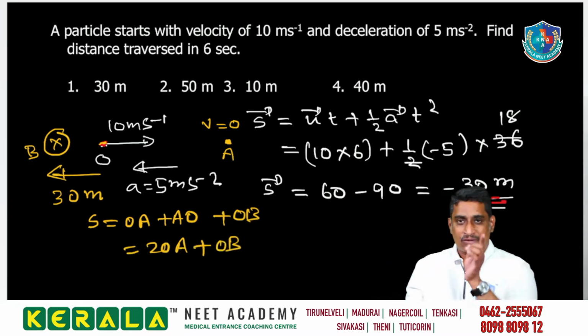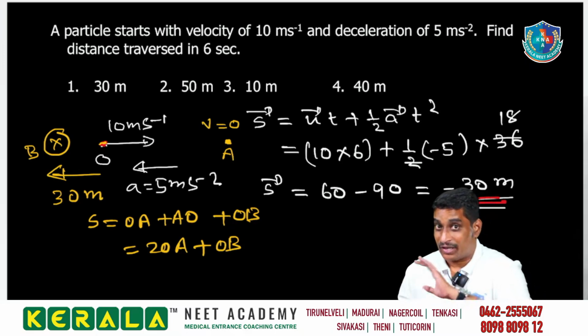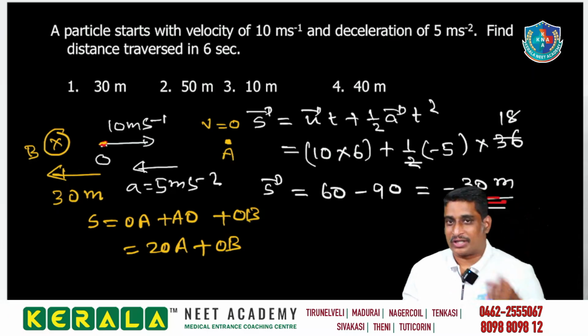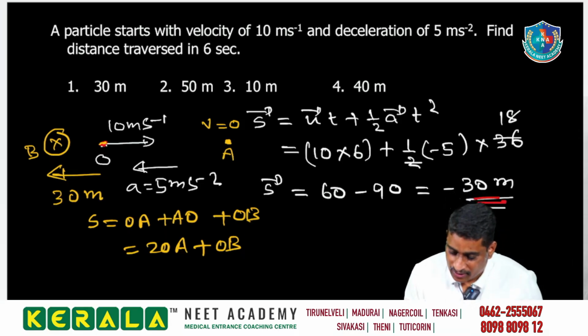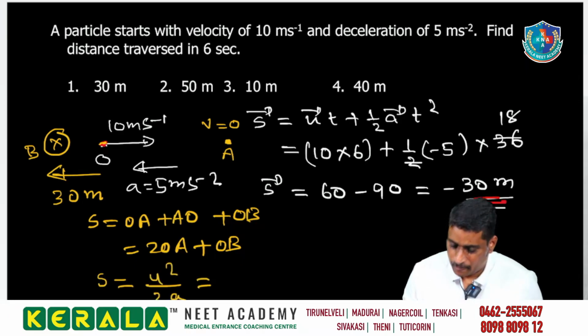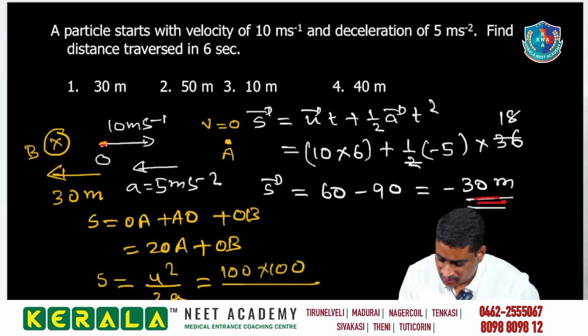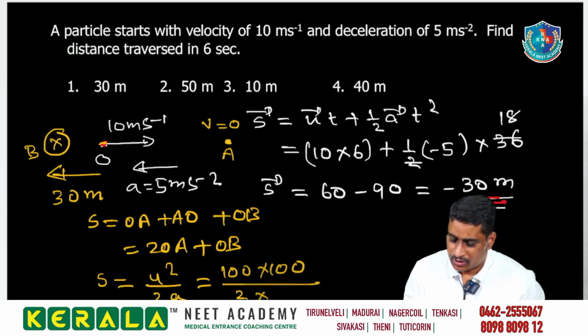Then the distance covered by the particle from O to A you can calculate very easily. Just like a body projected vertically upwards, where the maximum height attained is u square by 2g, in this case the total distance covered before coming to rest will be u square by 2a. By using the kinematic equation only, we get this part also.